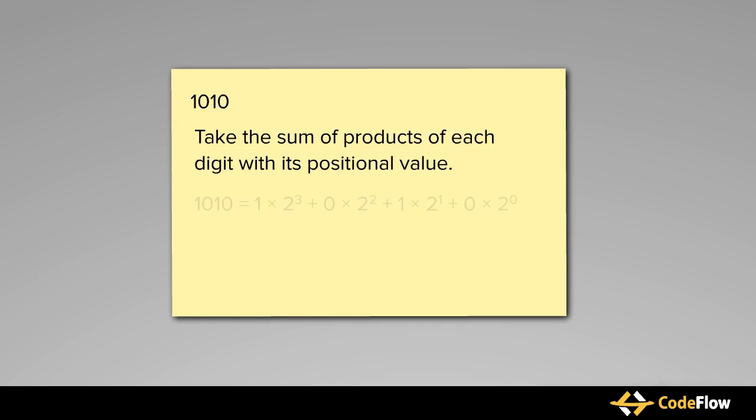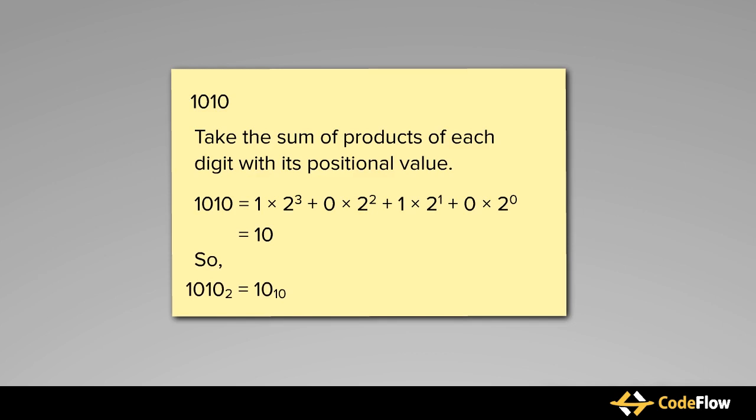For example, here first digit is one whose positional value is 2 raised to the power 3. So we can write 1 into 2 raised to the power 3. The next digit is 0. So we can write 0 into 2 raised to the power 2. In this way, we express the number as the sum of products of each digit with its positional value. We get the result as 10. So 10 is the decimal equivalent of the binary number 1010.